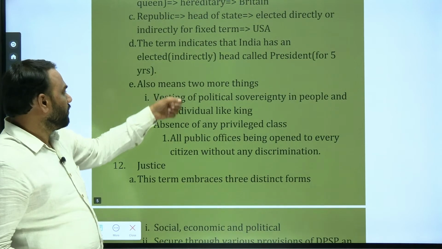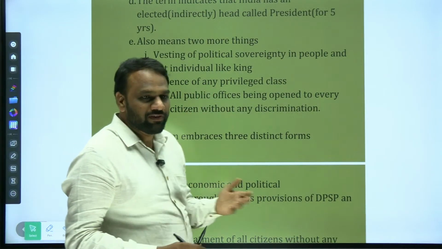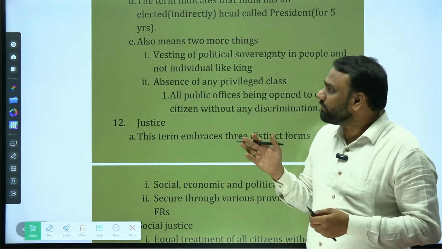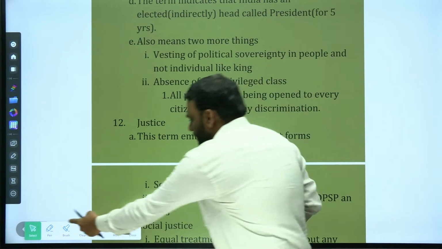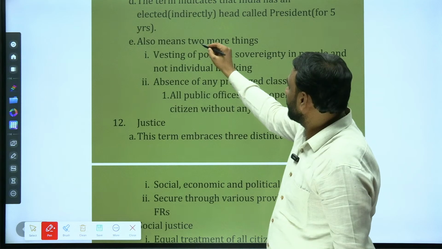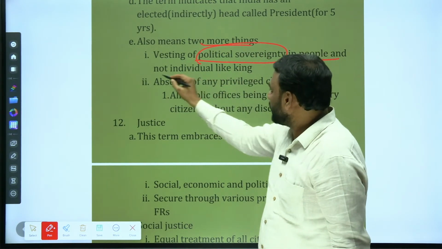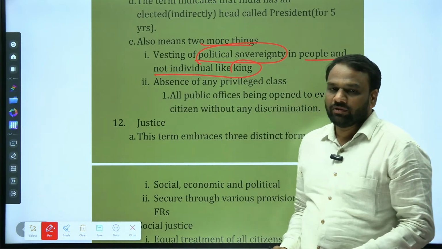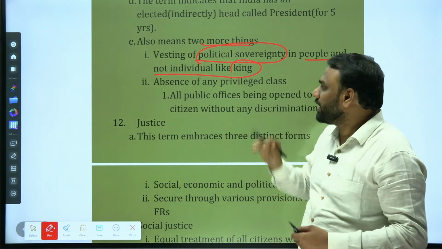Next. Republic, apart from the previous meaning, that the head of the state is elected, has two other meanings. What is that meaning? Vesting of political sovereignty in the people and not an individual like a king. So political decisions, they are vested in whom? In people and not an individual like a king.